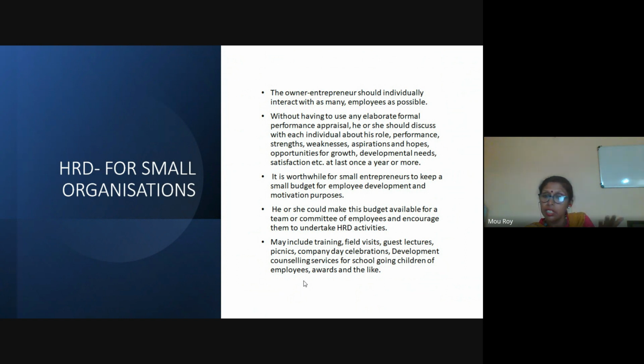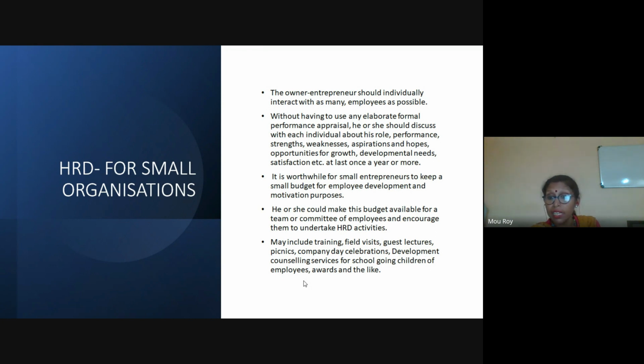So what are the discussions? Those discussions are about your performance, how you are performing the job, your strengths, your weaknesses, your aspirations, your hopes. Then what opportunities are involved for growth? Then what are the development needs and the satisfaction level? All these.